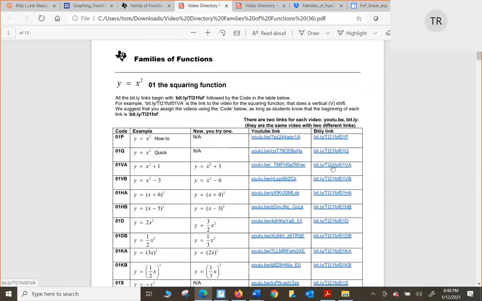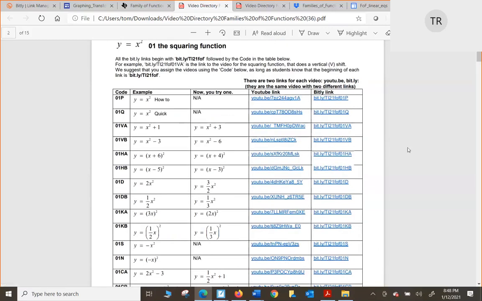So here's the squaring function. And what I wanted to have in the squaring function was what the example is that's going to be in that video, and then now you try one. The reason I do that is if you tell your students you've got to practice the horizontal transformations for x squared, they might not have any idea what you're talking about. No offense to you or your students.